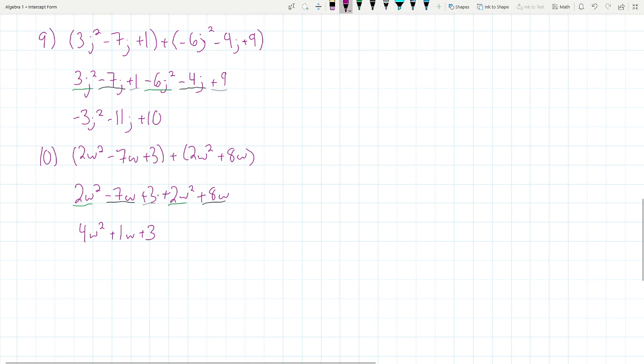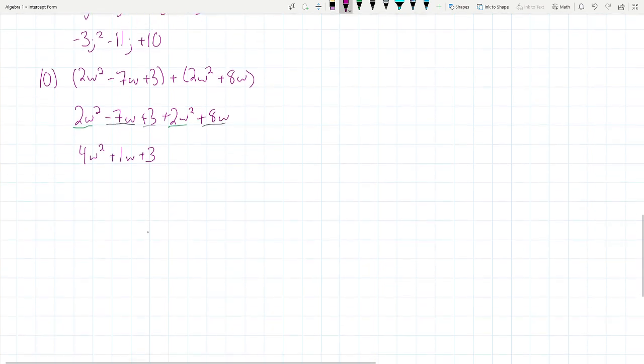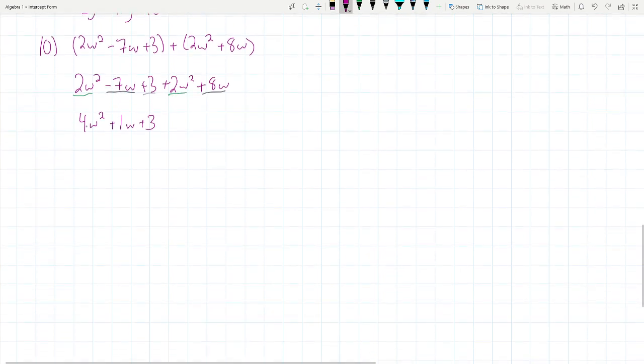And it doesn't have to be just if it doesn't have a w. Like, if we had a w squared on one side or in one set but not the other, same thing applies. We're just combining them. We're combining the like terms. And that's as far as we can go.